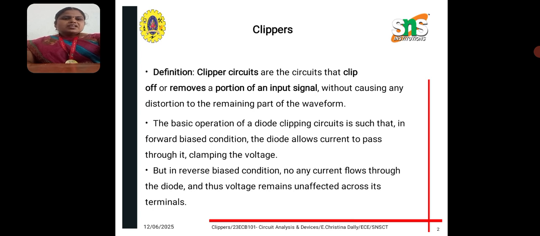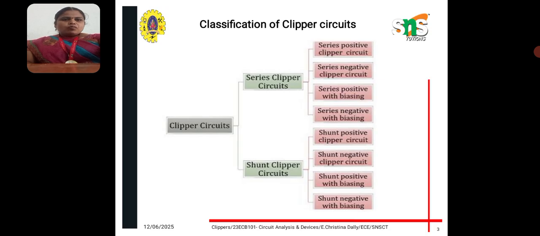The basic operation is that the diode conducts in both forward as well as reverse bias. In forward bias, the diode will allow the current to pass. At the same time, in reverse bias condition, the current will not be allowed.